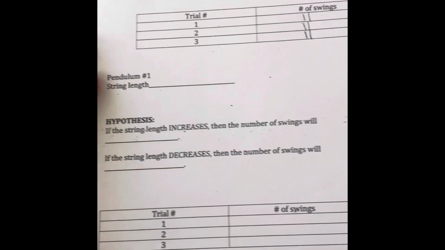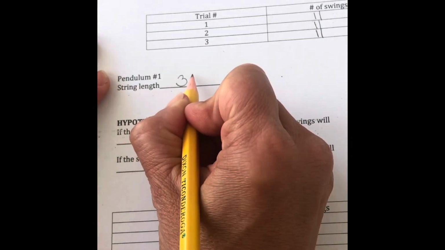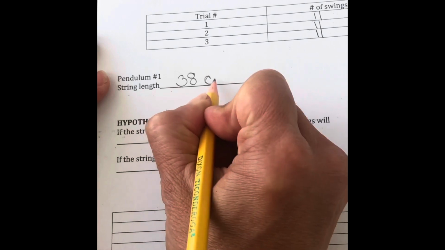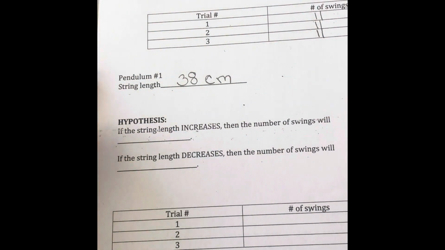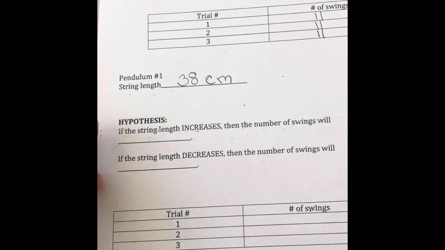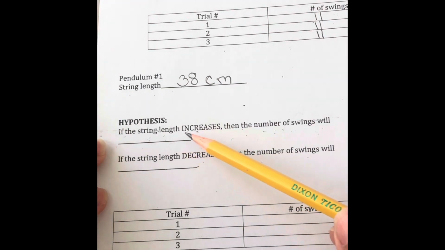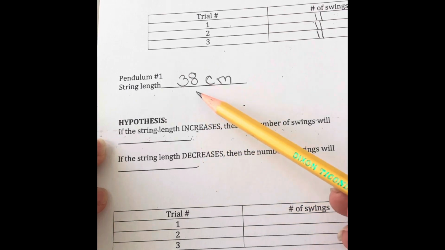For pendulum 1, the string length was 38 centimeters, so we're going to record that. Now you need to make a hypothesis. Two different hypotheses actually. If the string length increases, so remember we had a string length of 38 centimeters.